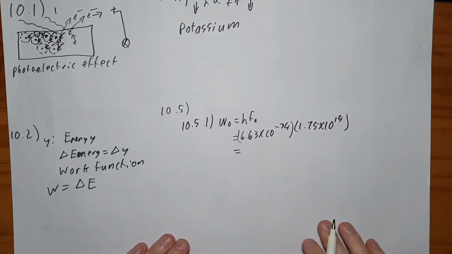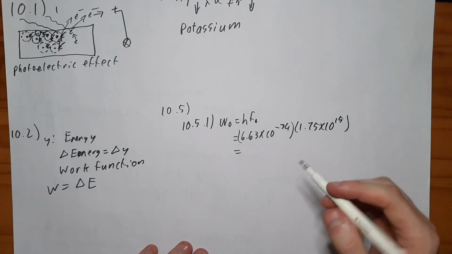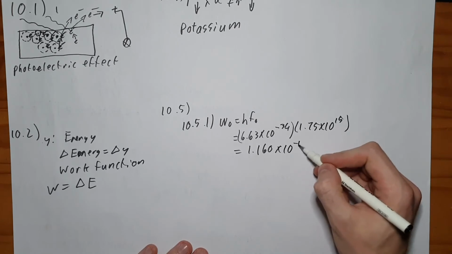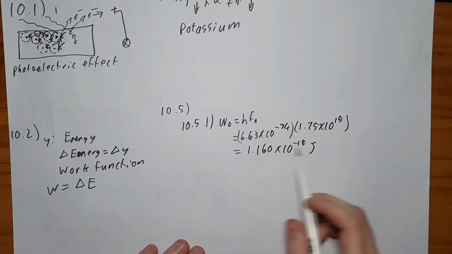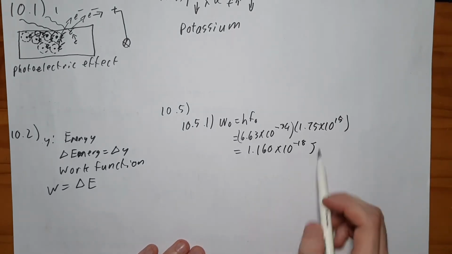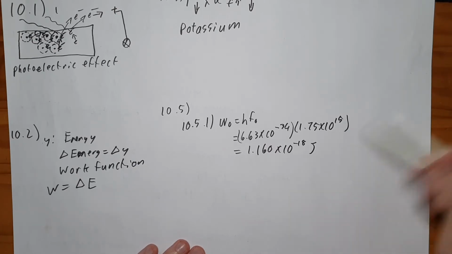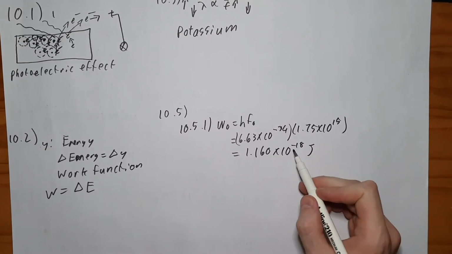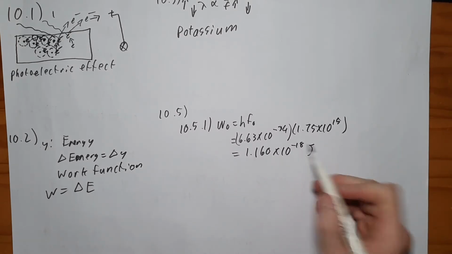If you plug that into your calculator, you should get a value of 1.160 times 10 to the negative 18 joules. So you can see we don't need much energy in order to eject the electron. Not much work needs to be done because we're on the magnitude of negative 18.